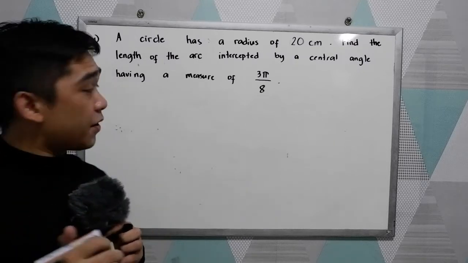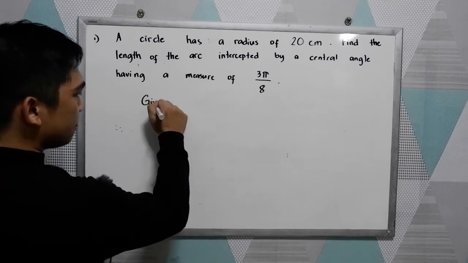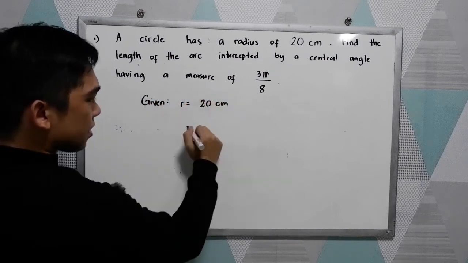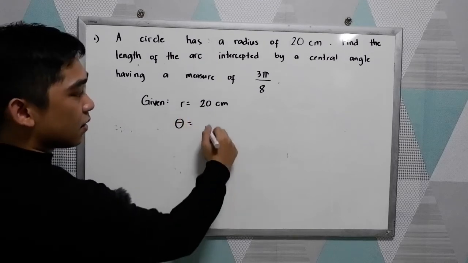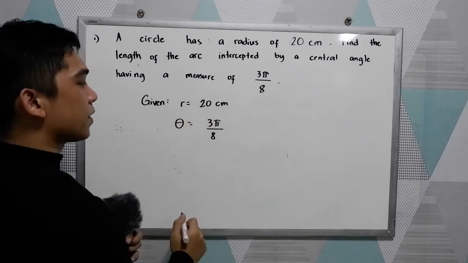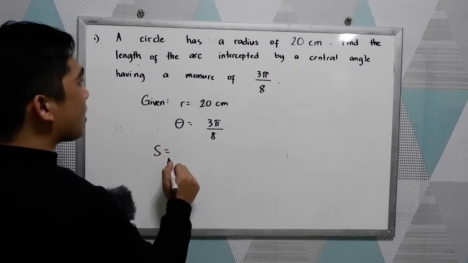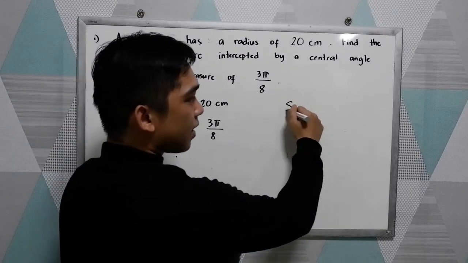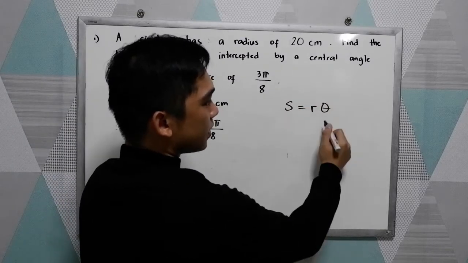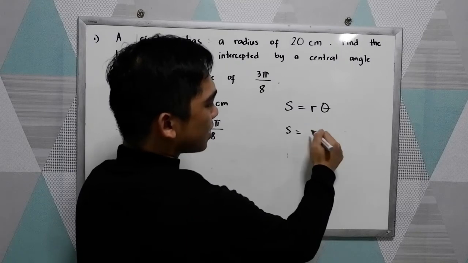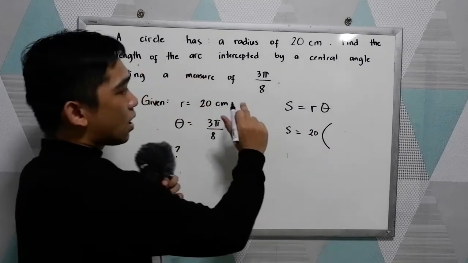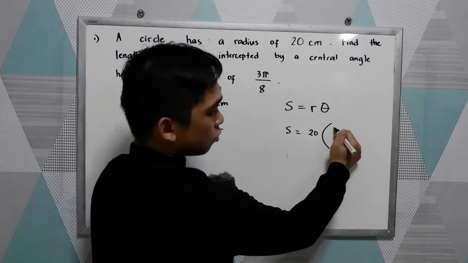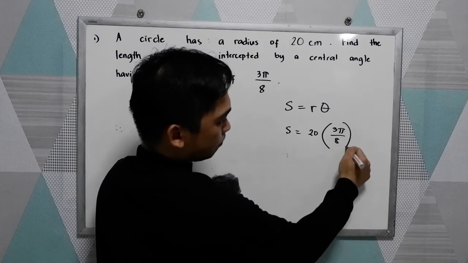First step, write all the given first. So given, we have the radius, 20 centimeters, and our central angle, 3 pi over 8. We're going to find the arc length. We know that we have the formula, S is equal to r theta. So S is equal to 20 times our central angle, 3 pi over 8.